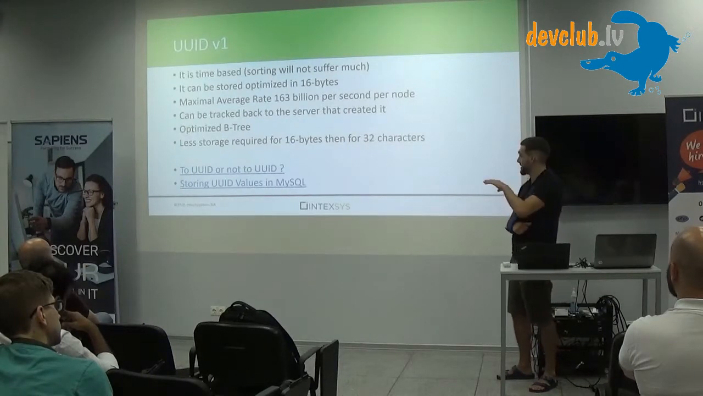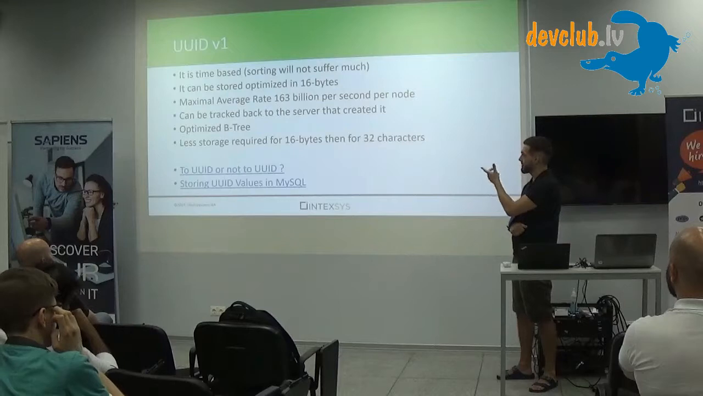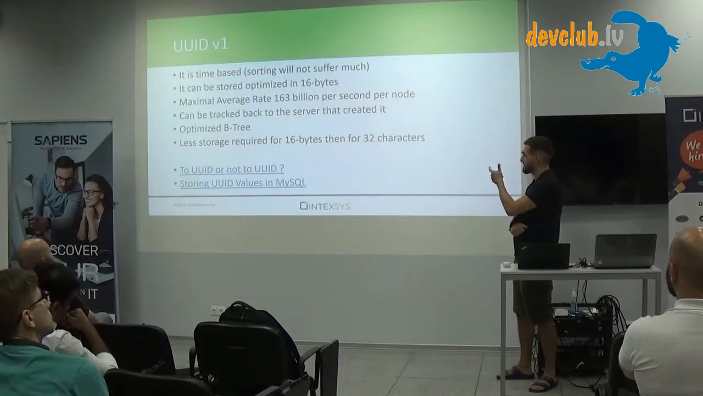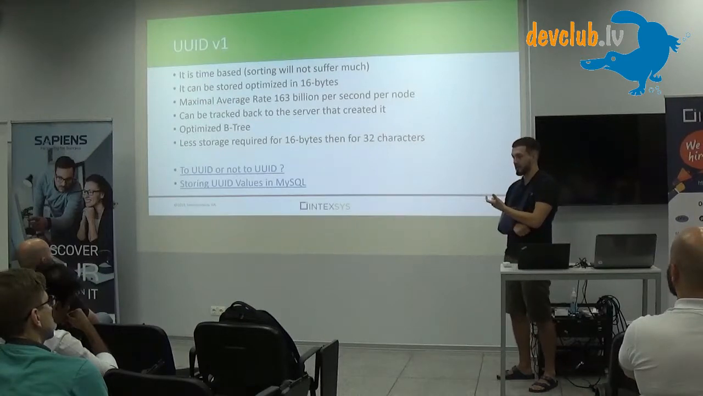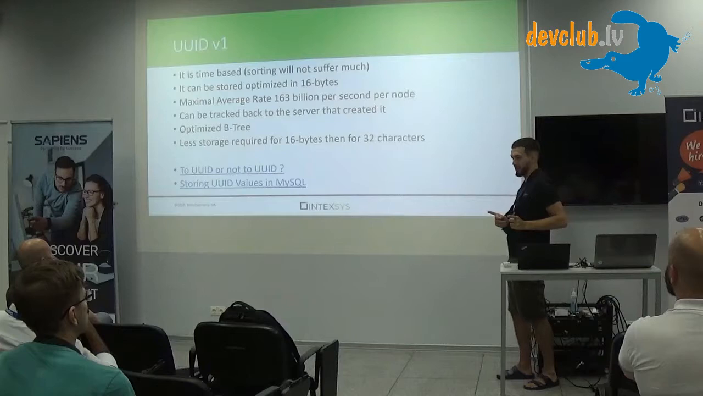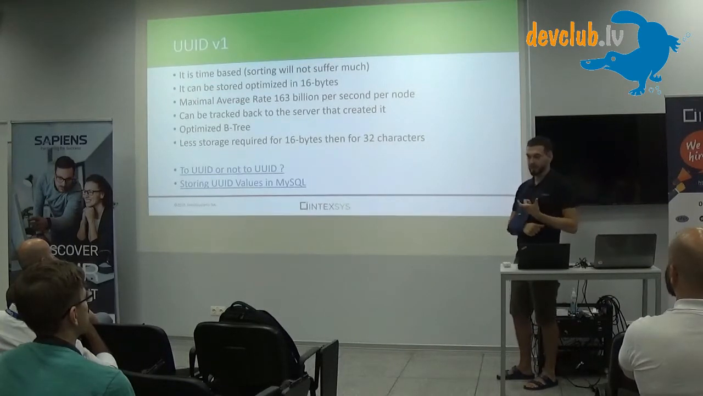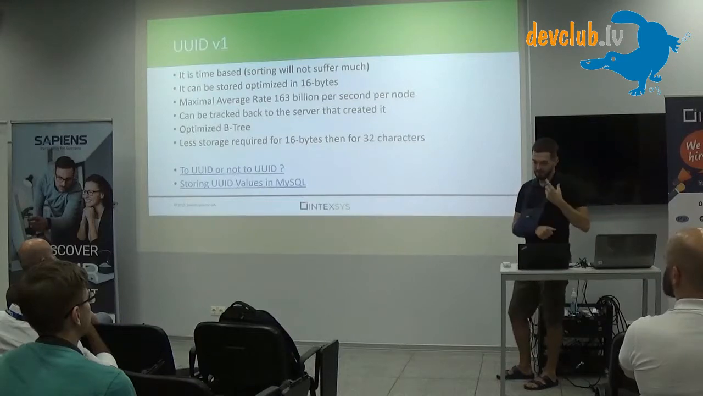One of the benefits of this version of UUID is that it can be tracked to a regional server, because it's using the MAC address in its code. In terms of MySQL, the trees will be more optimized, and it requires less storage for the index. Because if you store 32 characters as a primary key, your index will expand very large, but we're using only 16 bytes. 16 bytes everywhere.